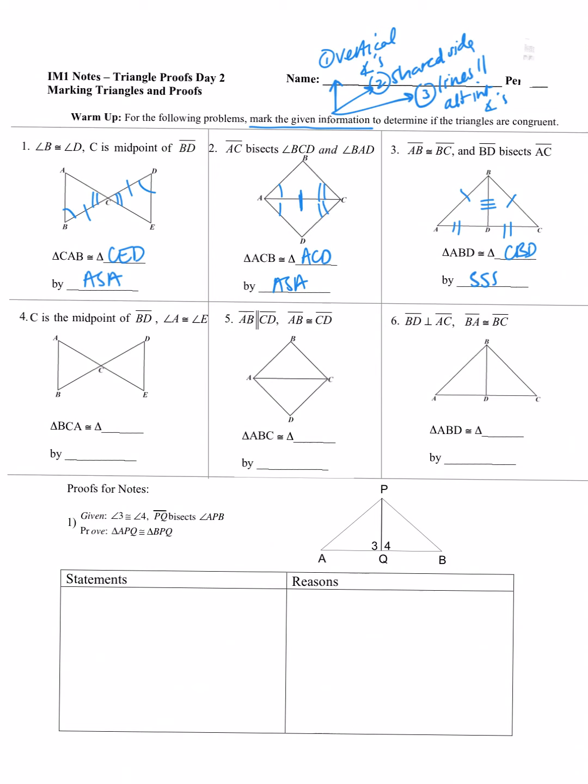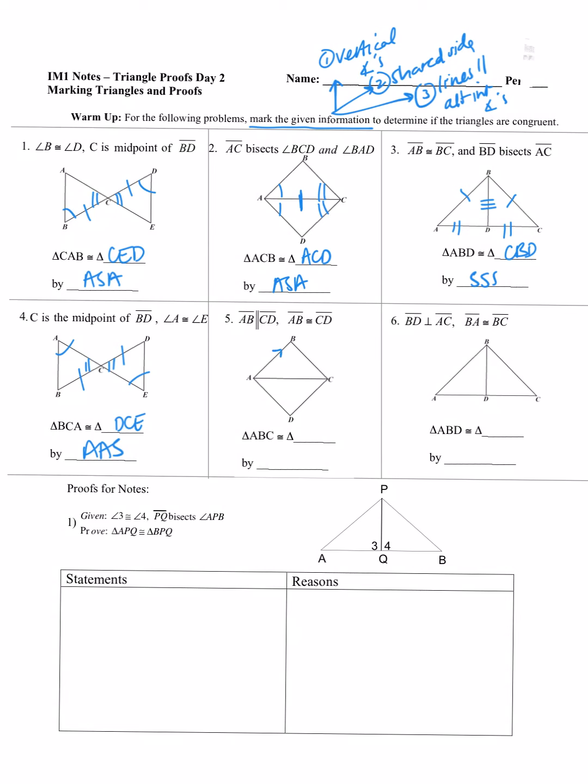Number 4, C is the midpoint of BD, so these two segments are congruent. Angle A is congruent to angle E, and I also have vertical angles I could mark congruent here. I can see that triangle BCA is congruent to DCE, and this is by angle angle side.